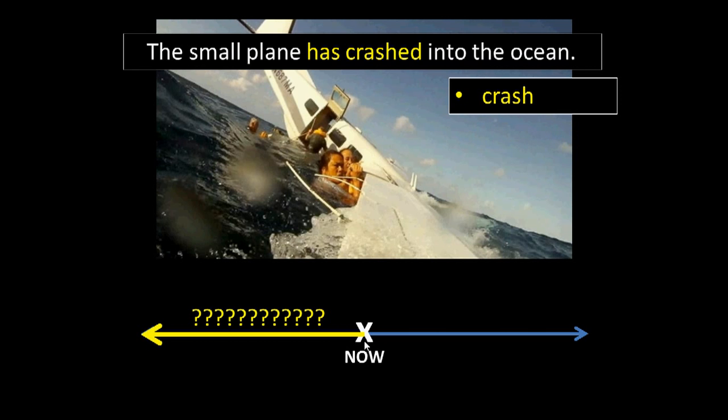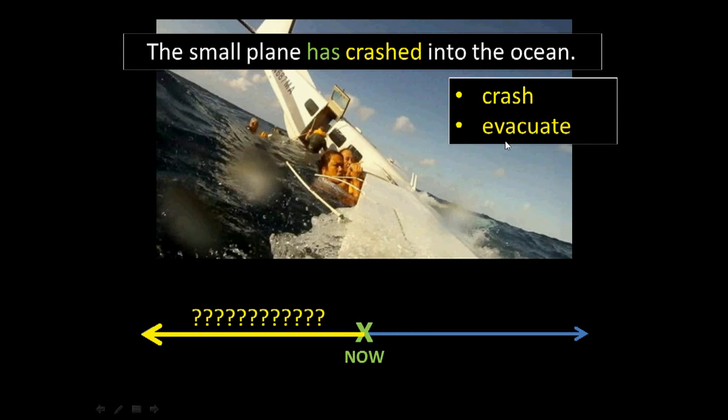The small plane has crashed into the ocean. When did this happen? We don't know. It could have been 5 minutes ago. It could have been 5 hours ago. We really have no idea. And honestly, we don't care because we care about right now. So that's why you'll notice we use the present verb in the present perfect tense. The small plane has crashed into the ocean.